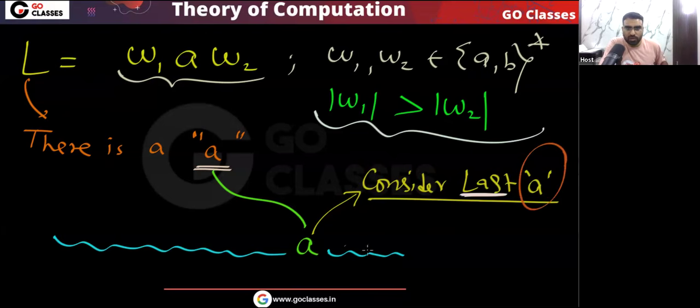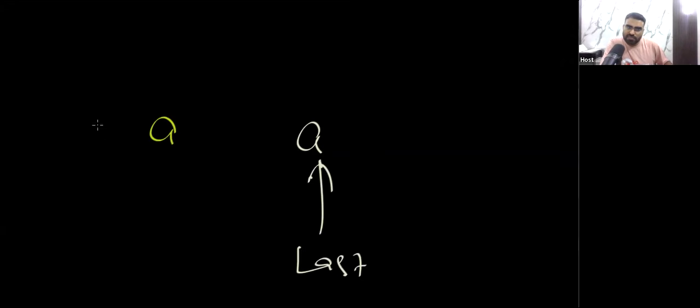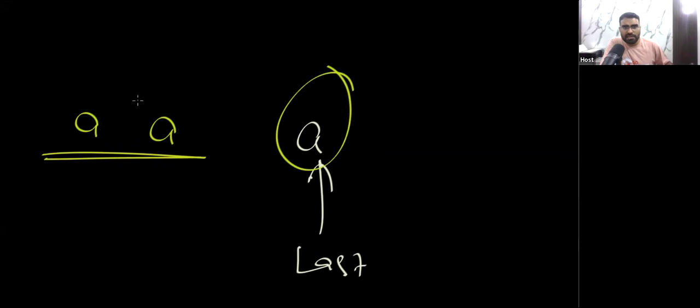Just take the last A of the string, because remember, after this you have W2 and before this you have W1, and the length of W1 is strictly greater than the length of W2. So always you can take the last A. If the last A is not working, then can any other A work? Simple question I'm asking. Tell me. If this is not working, then can any other A work? No, they cannot work. Yes or no?